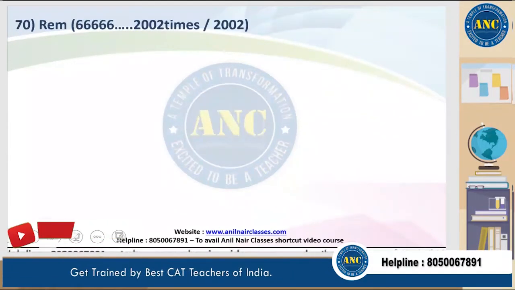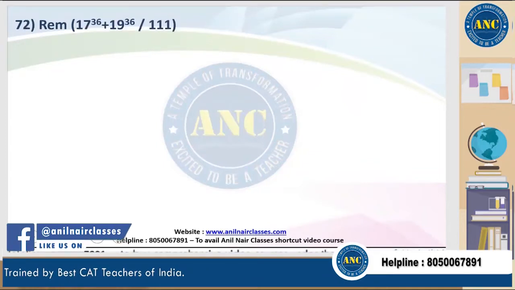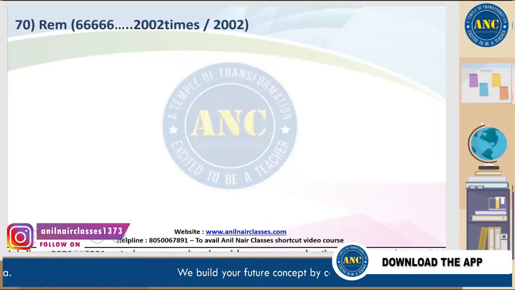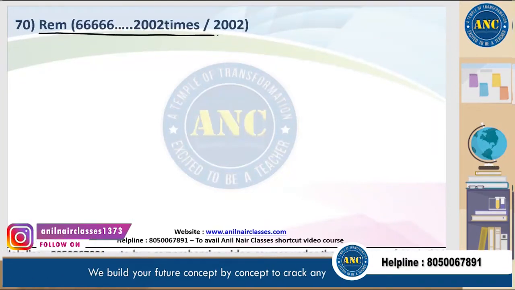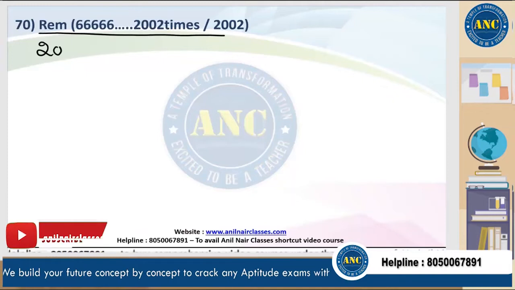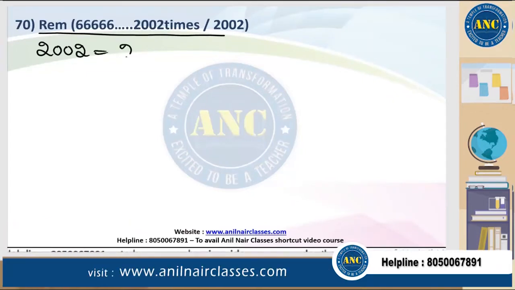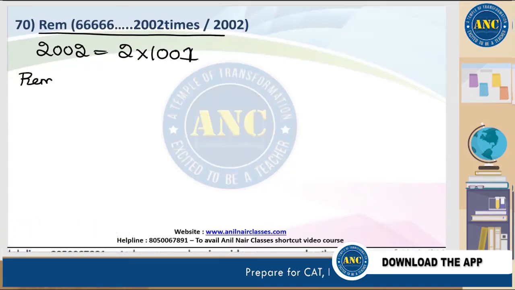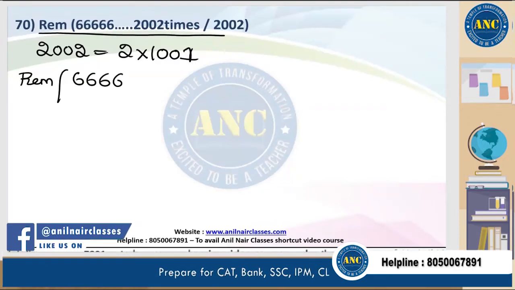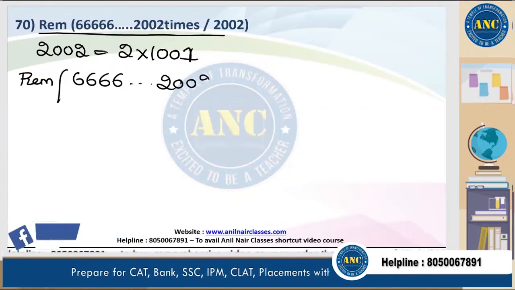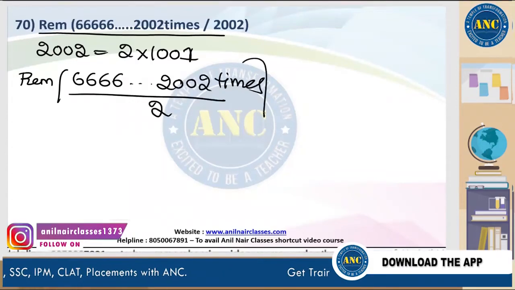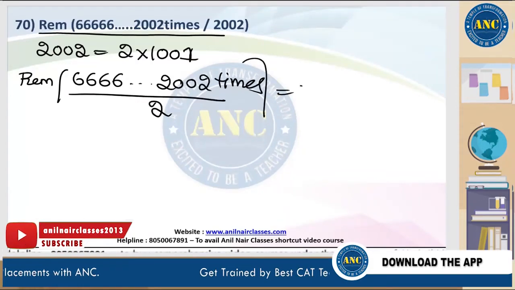Clear, right? 69th done. Okay, now we will do 70. It is 2002, and the product of co-primes is 2 into 1001. Already we discussed the divisibility rule of 1001. First we will do it with 2: 66666 written 2002 times divided by 2. The numerator is even and the denominator is 2, so the remainder is 0.